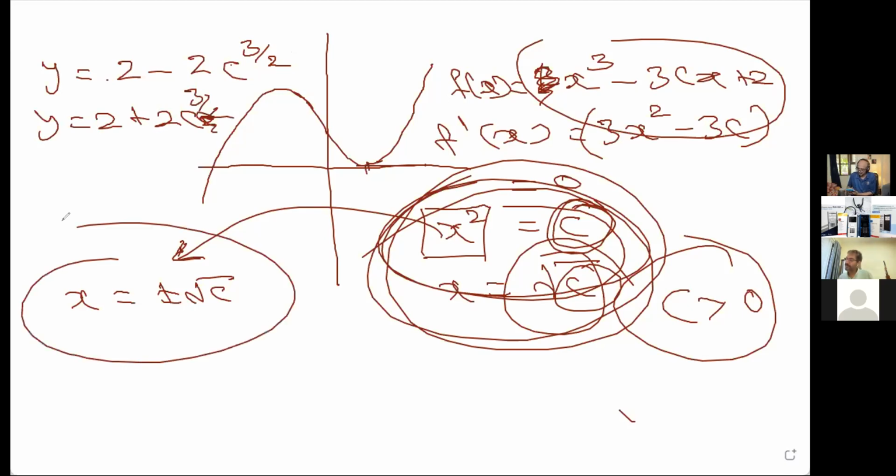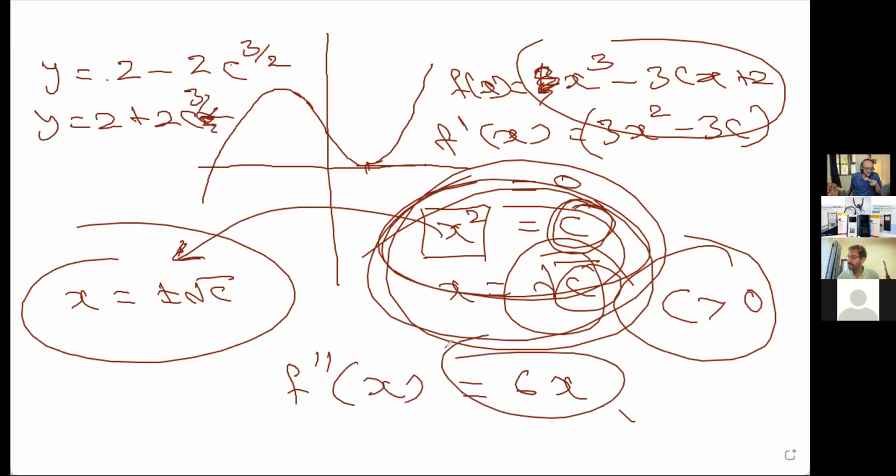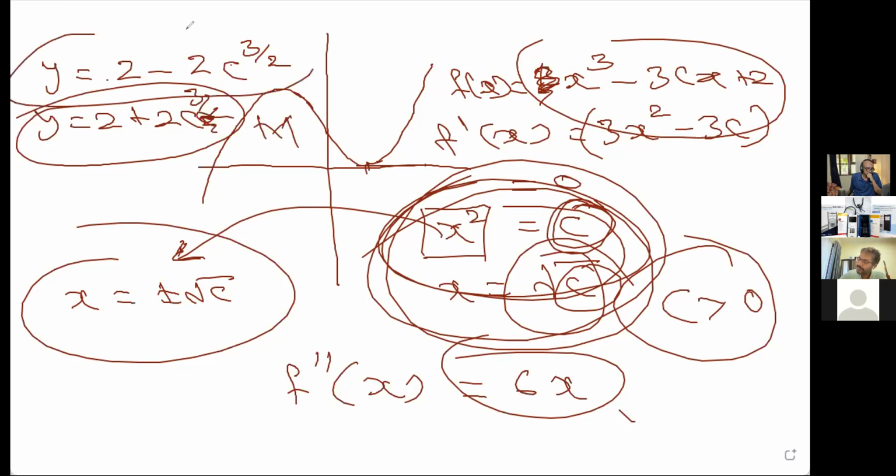Now, which one is maximum and which one is minimum, we don't know. So what we can do is differentiate this once more. So what is the second derivative? f prime will be 6x, that's all. Okay, so when x is negative, the second derivative is negative, so you get a maximum. And when x is positive, the second derivative is positive, so you get a minimum. Right? So in that case, this will be the y coordinate for the maximum, and this will be the y coordinate for the minimum.